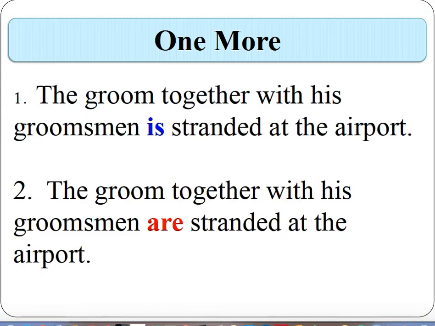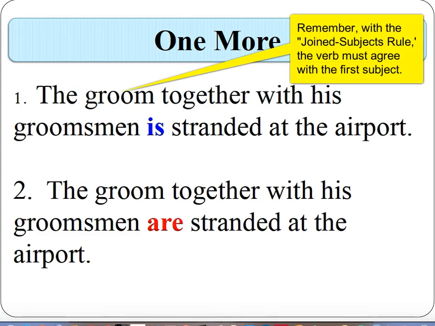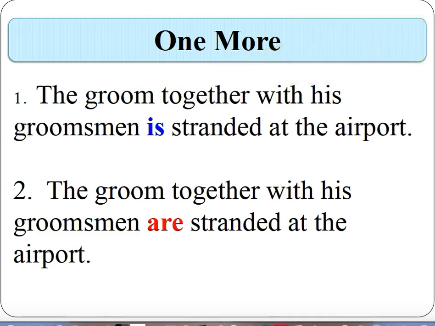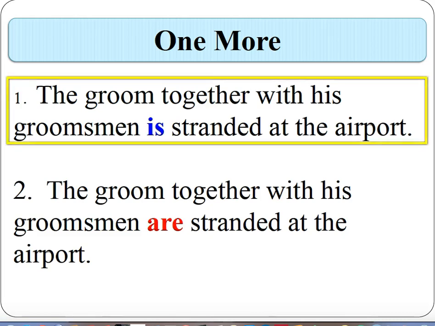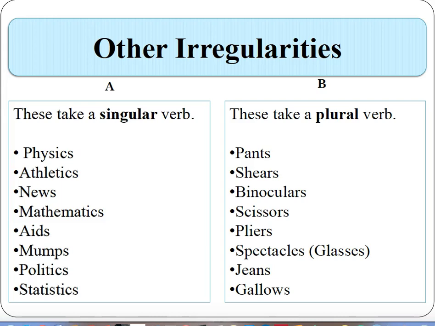Let's look at two more versions of another sentence. The groom, together with his groomsmen, is stranded at the airport. The groom, together with his groomsmen, are stranded at the airport. Which of these sentences is correct? Following the joined subjects rules, the verb must agree with the first subject. In this case, the correct version of this sentence is, the groom, together with his groomsmen, is stranded at the airport. Other irregularities in English can create problems in writing.